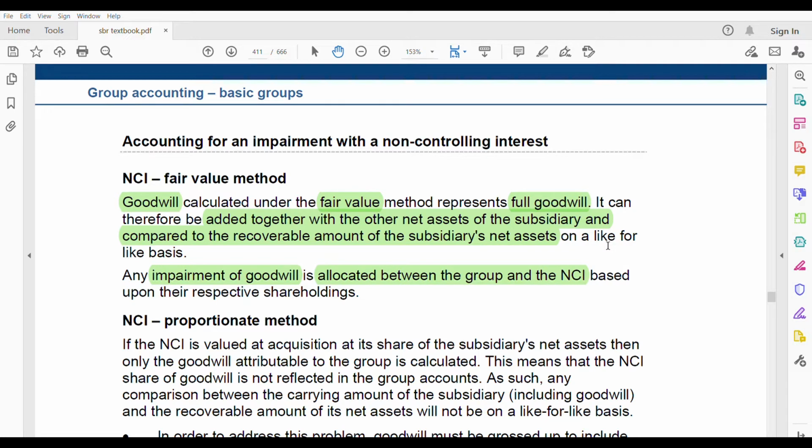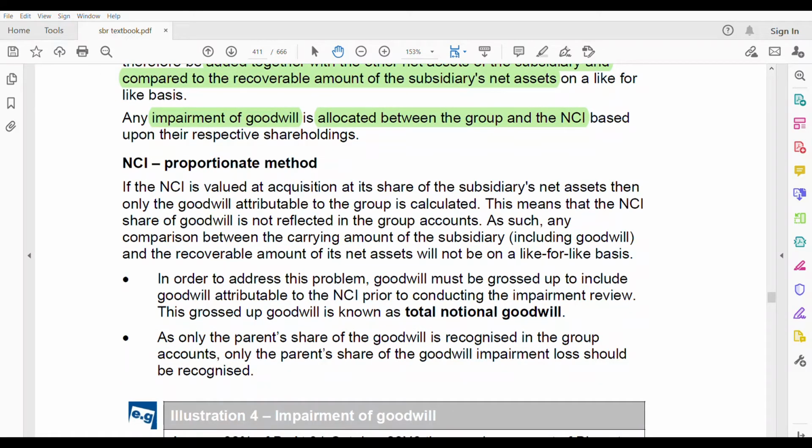If group is 60, NCI is 40. So 60% of impairment for group, 40% of impairment for NCI. When is NCI the proportionate method? How do you do that? This is known as partial goodwill method. Okay, not full goodwill method. Then only goodwill which is given to the group, that means to the parent, is calculated. NCI share is not reflected in the group accounts.